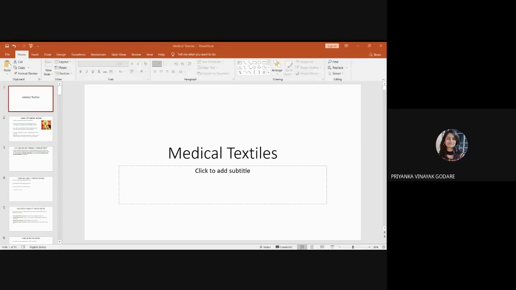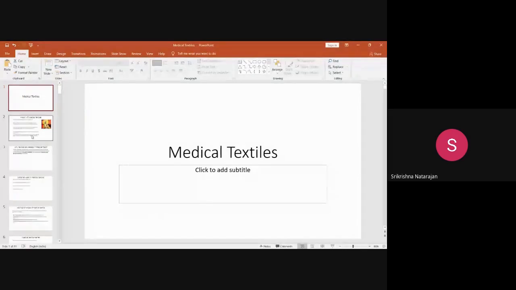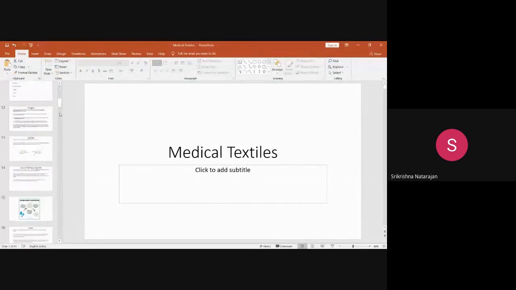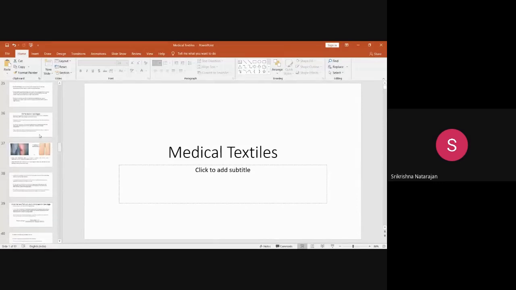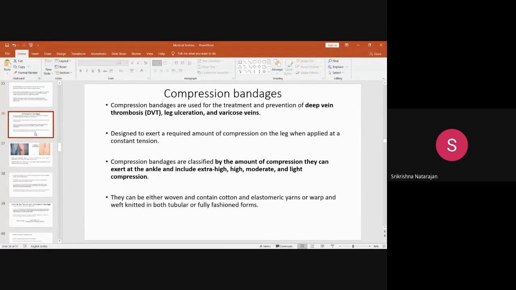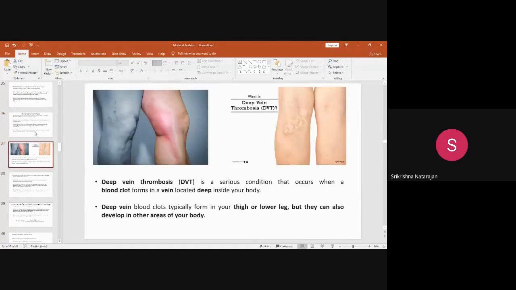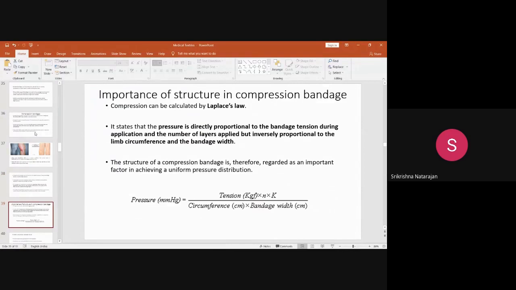Okay, so we were discussing compression bandages in detail. In the last lecture, we were exclusively discussing compression bandages. We discussed why they are used and the importance of the structure in the compression bandage. That is how the pressure is important and how the compression is explained by the Laplace law that we have seen, which is a very important law.